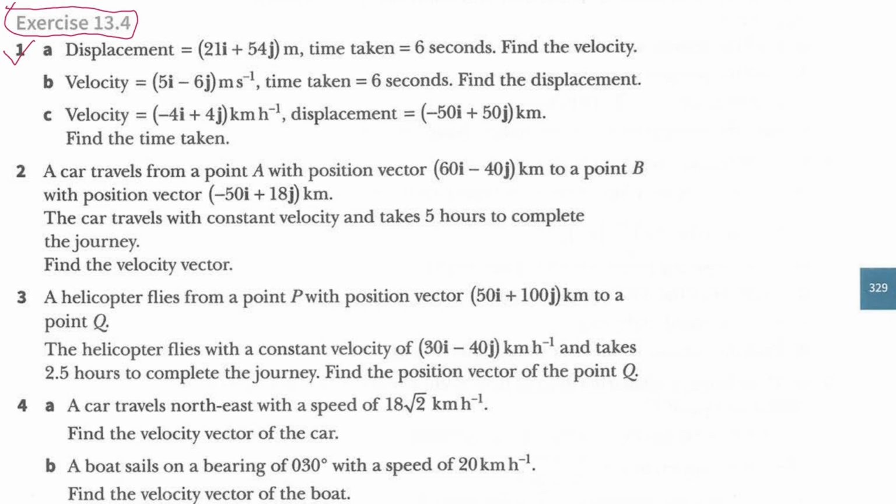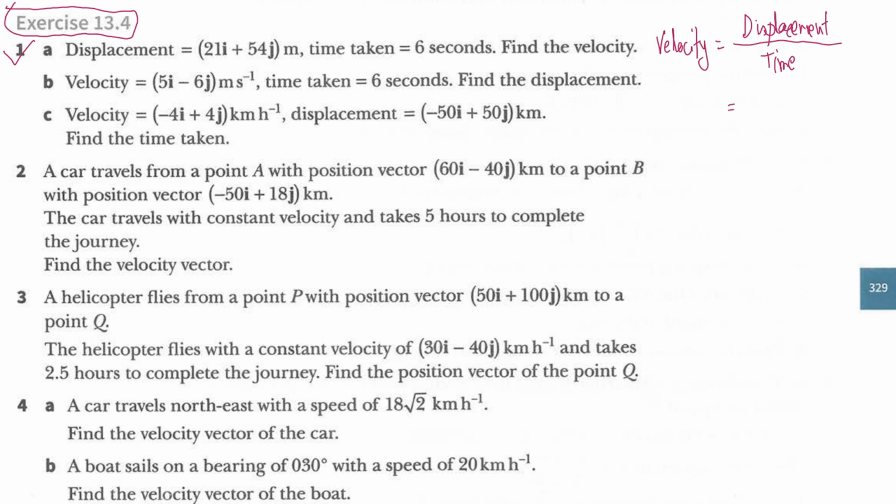The first question is written here: displacement and time taken 6 seconds, find the velocity vector. So for the velocity vector, we know velocity we can write here. You may see the examples in this book. There are a lot of good examples to help you understand this. We write displacement divided by time to get the velocity vector.